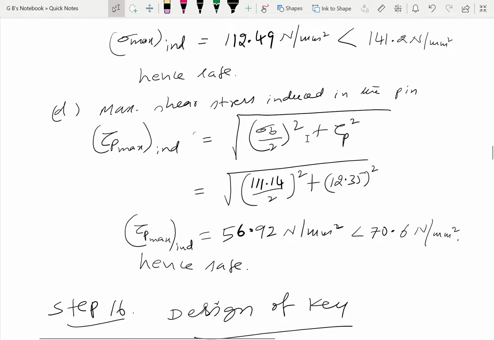So maximum shear stress induced in the pin, tau p maximum induced, is equal to square root of (sigma b by 2) whole square plus tau p square. After substitution and simplification we obtain maximum shear stress induced as 56.92 Newton per millimeter square, which is less than the allowable shear stress of 70.6 Newton per millimeter square, hence safe.